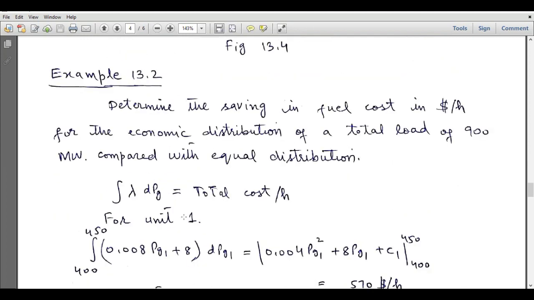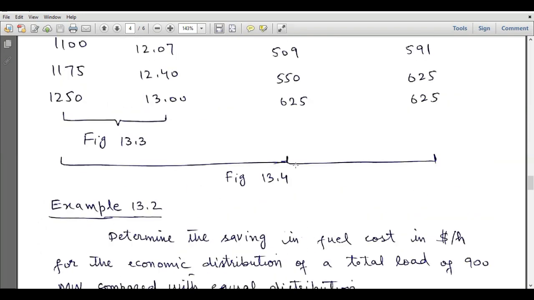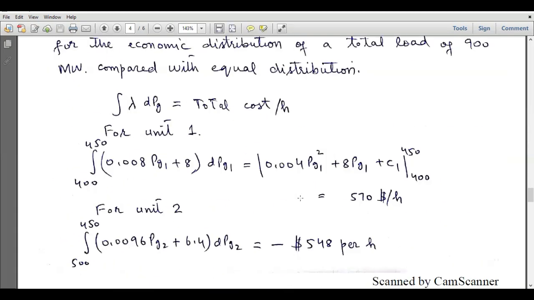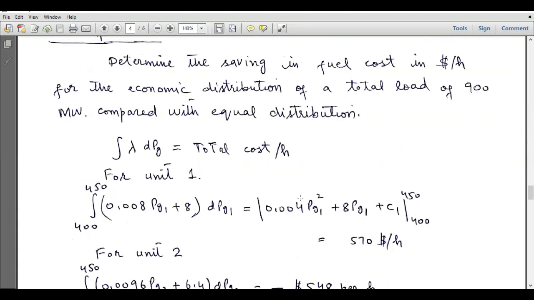Now, if we are asked to apply equal loads on both the generators, then we have to evaluate how much more expense we have to add to the system. So determine the saving in fuel cost in dollars per hour for the economic distribution of a total load of 900 megawatt compared with equal distribution. So if we apply equal distribution and if we apply the economic distribution, then what will be the difference, right?